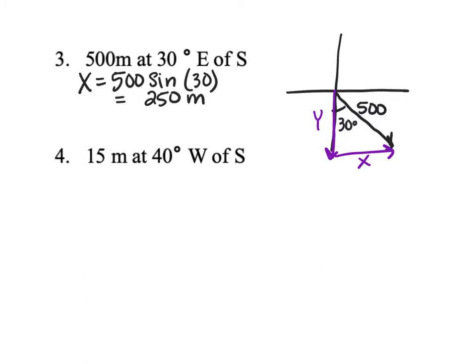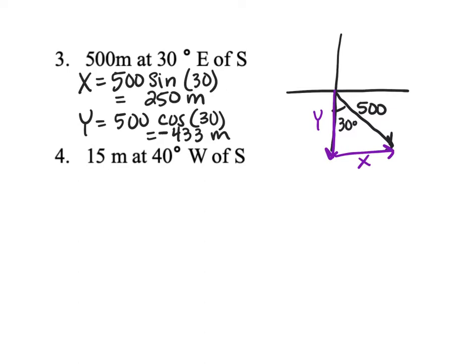And then we're going to leave that positive because x is headed in the east direction. Then for the y, it is adjacent to our 30-degree angle, so it's going to be 500 cosine 30. And that is going to equal 433 meters when we type that in the calculator, but we're going to make it negative because once again our y vector is headed south, so south is a negative.